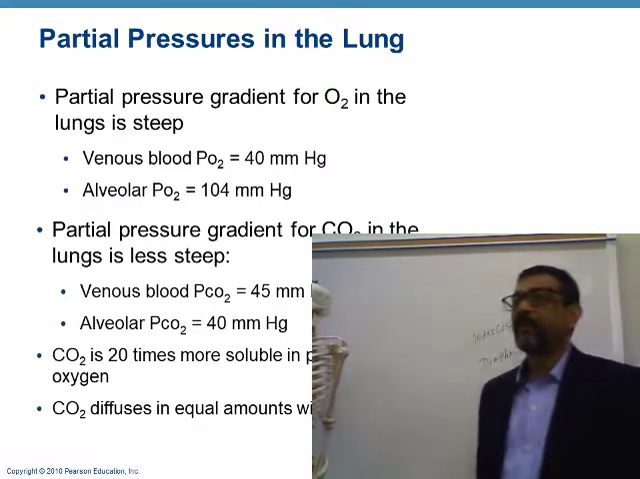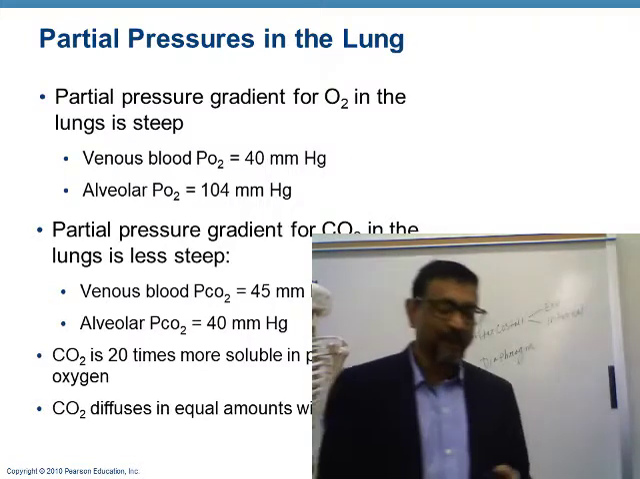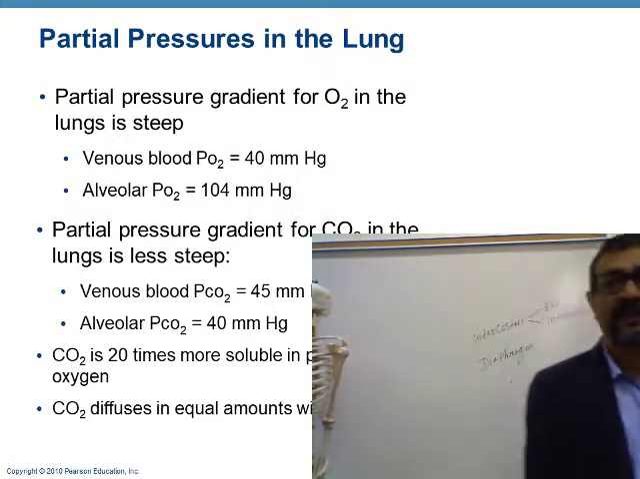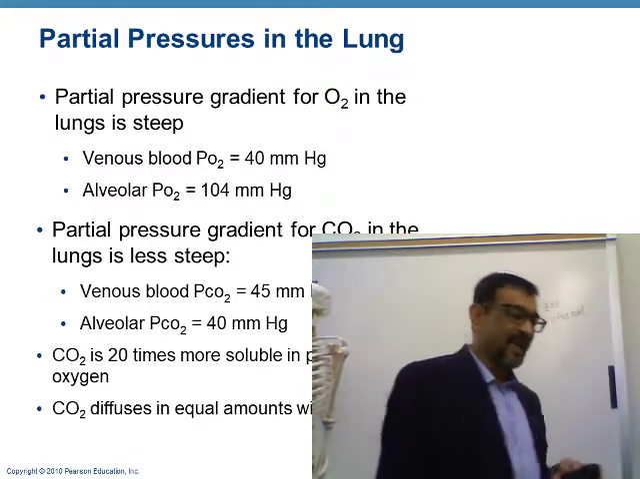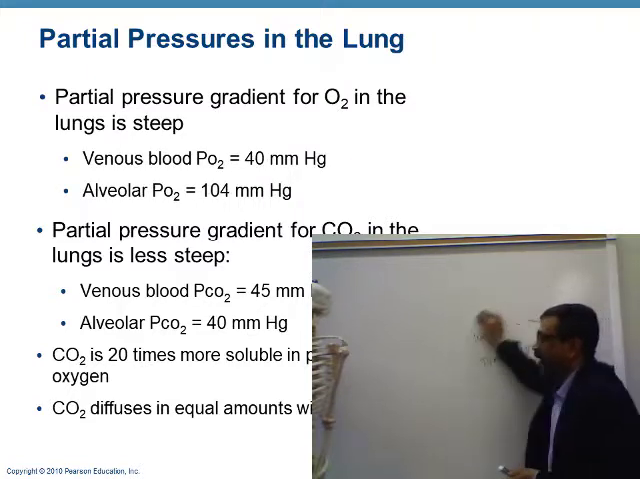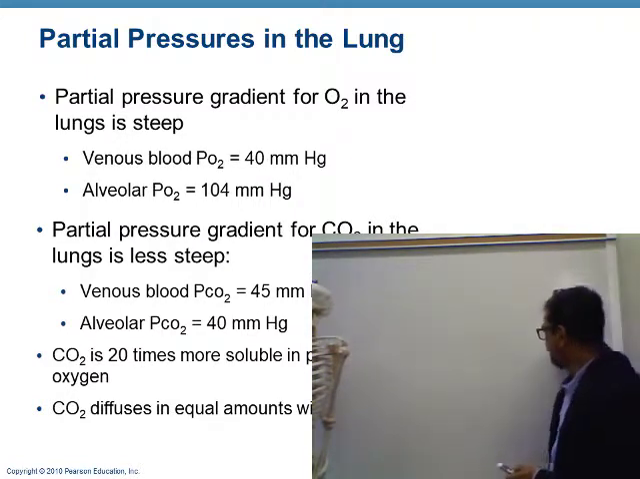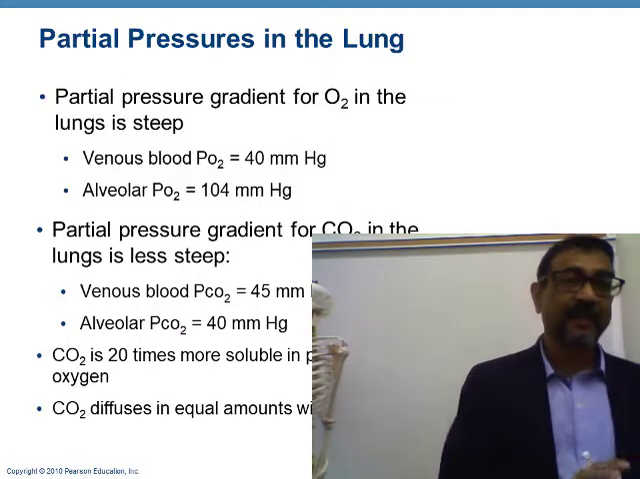How do the gases, oxygen and carbon dioxide, move from one place to another? Oxygen and carbon dioxide move by pressure difference, because I told you gas always moves from high pressure to low pressure. So that pressure difference moves the gas, oxygen and carbon dioxide, from one place to another. To understand how the gas moves, you need to know the amount of pressure in different areas.